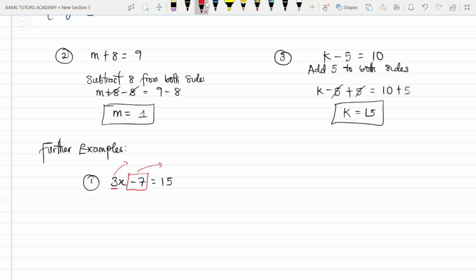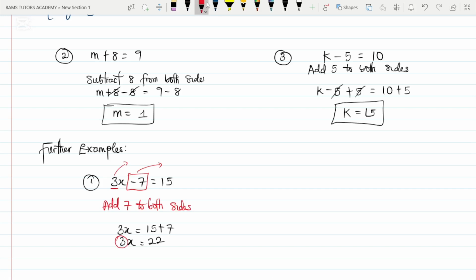So we're going to say add, because that is subtract, right? So add 7 to both sides. If I add 7 to both sides, I'm going to have 3x equals 15, then add 7. That is 3x equals 22. Now the next step here is to take out the 3 here.